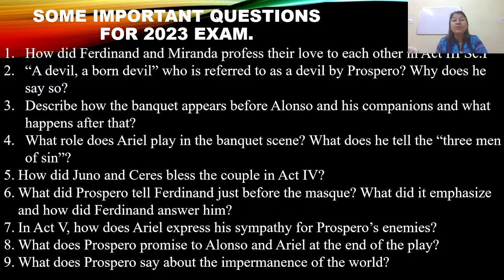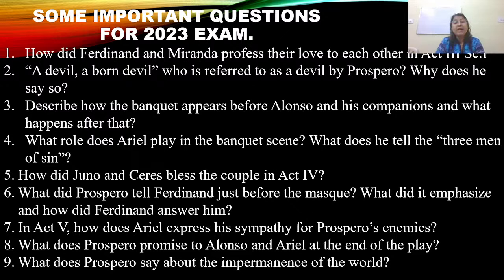Describe how the banquet appears before Alonso and his companions, and what happens after that. So, how it appears before them. You'll begin from when they all were tired and sitting over there. Suddenly, the spirits start coming over there, making gestures and saluting them, and then they bring some viands and keep them before them. So, all that has to be described.